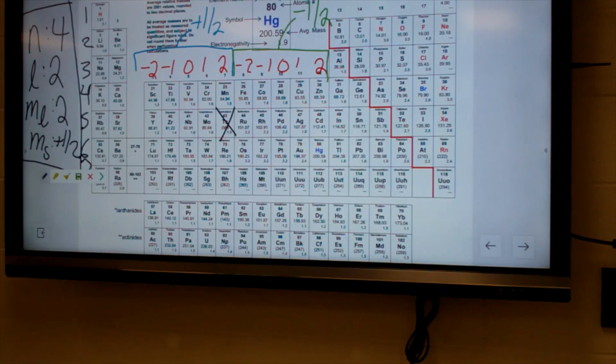N is that energy level. You're going to find that based off of the rows, so the rows on the periodic table. And then L is the negative 2 and all those numbers, right? No. L is the block. S, P, D, or F.